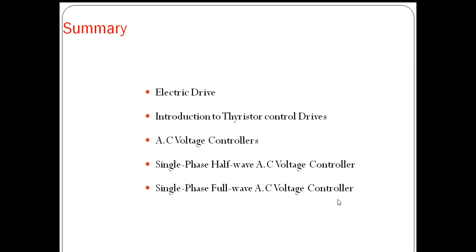Generally in practical applications we are using the single phase full wave AC voltage controller. The average value of output voltage will be calculated as 0, as the positive output voltage waveform is symmetrical to the negative half wave, and the RMS value of output voltage will be calculated as Vm by root 2 of (1 by pi) times (pi minus alpha plus sin 2 alpha by 2) whole power 1 by 2. So these things we have discussed regarding AC voltage controllers.